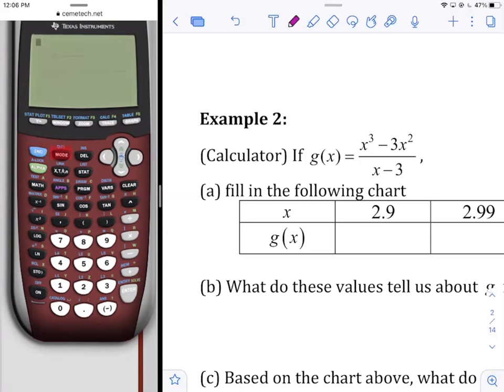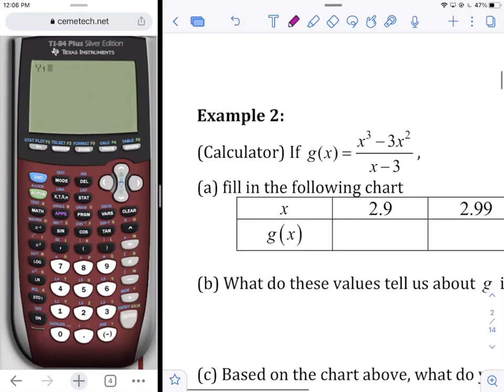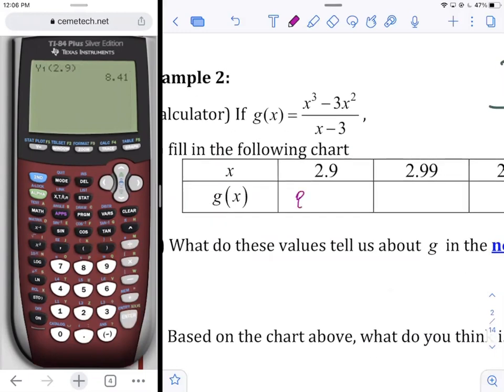Now we hit second mode. We quit, right? Second mode, and now we recall it. So the easiest way to recall it is hit the alpha trace. You unlock your F4, and that's the shortcut. You can also hit vars, yvars, function enter. Who wants to do that? It's there at y1, open up the parentheses, 2.9. Boom. So now I'm just going to type this in, 8.41. Recall it, second enter, put a 9 in, 8.9401, so on and so forth.